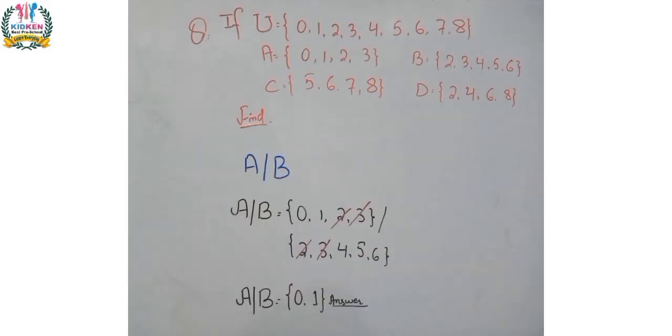Next part of this question, A minus B. So in A minus B, we can cut the same values and write the remaining values of set 1. Means we have question A minus B. So we can cut the same values like 2 and 3. 2 and 3 are present in both sets. So we can cut these and write the remaining value of set A. So our final solution is 0 and 1.